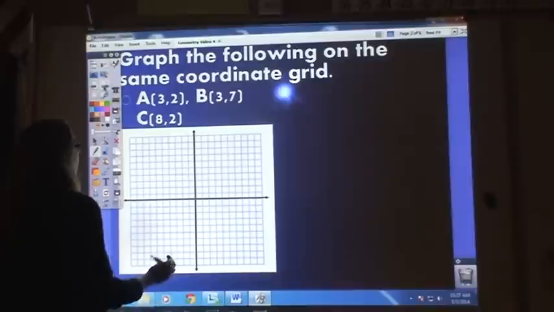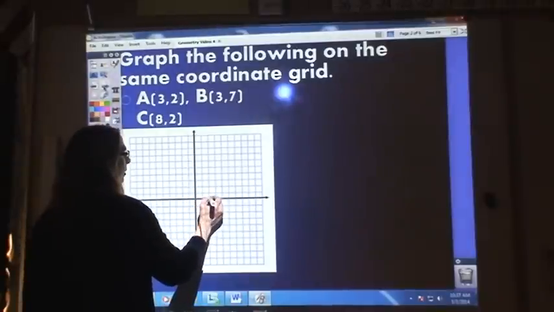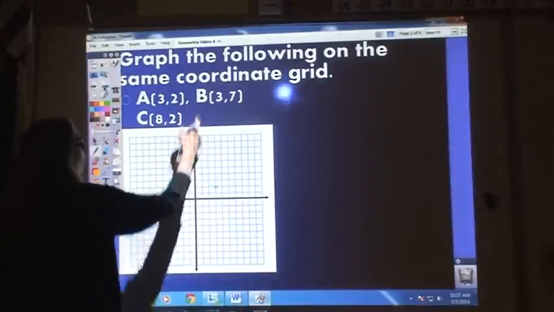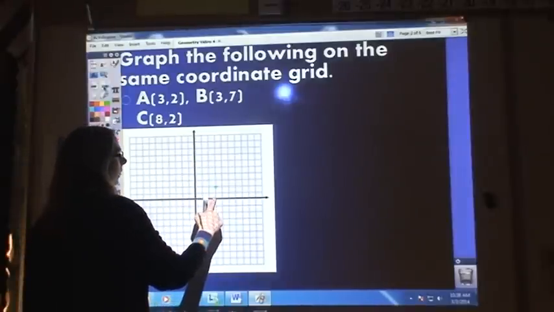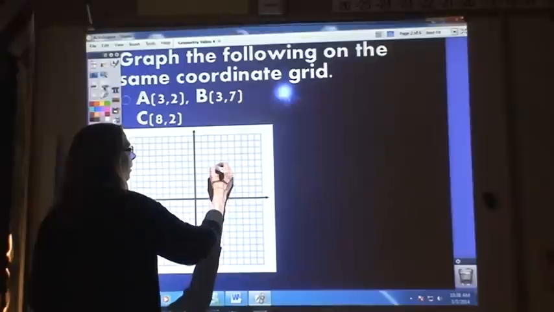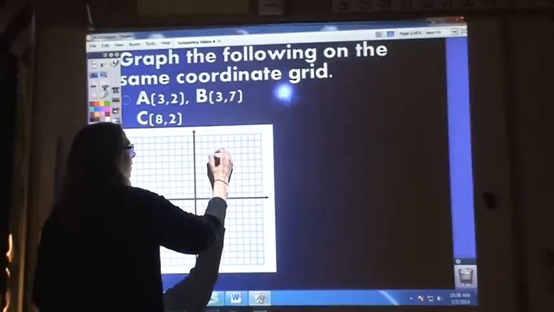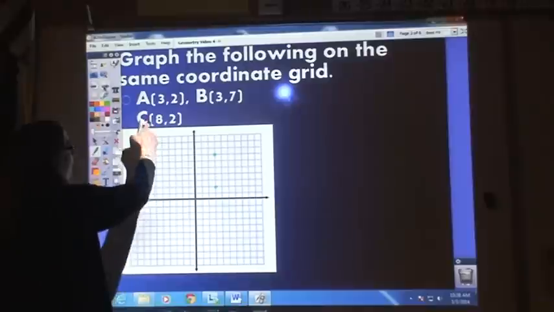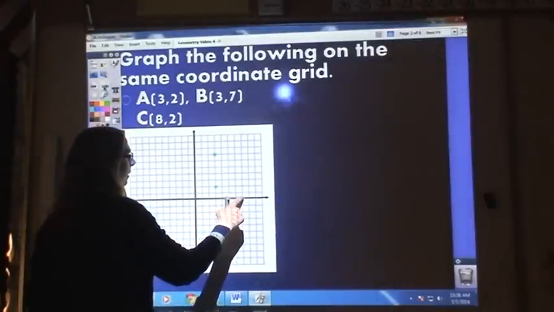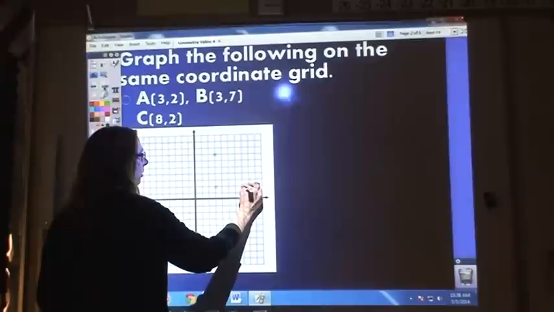So I'm going to start with point A, 3, 2. 1, 2, 3, and up 2. Now B, 1, 2, 3, and then on the y-axis 7. 1, 2, 3, 4, 5, 6, 7. I'm going to plot that point. Now I'm going to plot the point C. 1, 2, 3, 4, 5, 6, 7, 8, and up 2.